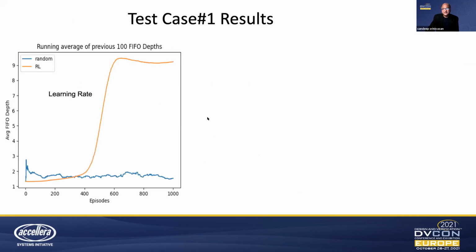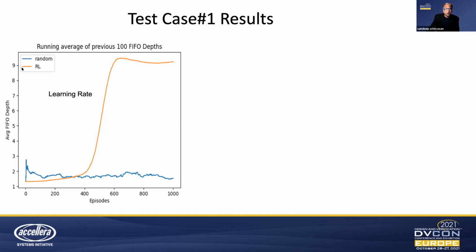So the results of test case 1, which is maximizing the average FIFO depth, were really interesting. So the blue line, again, in this case, was just random choices of those 28 knobs. And the x-axis indicates the number of episodes. Each episode is one time step. You can think of it as one time step or one simulation. And the y-axis is the average FIFO depth. The FIFO depth goes from 0 to 15.